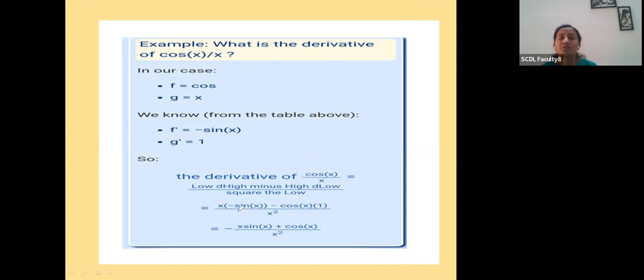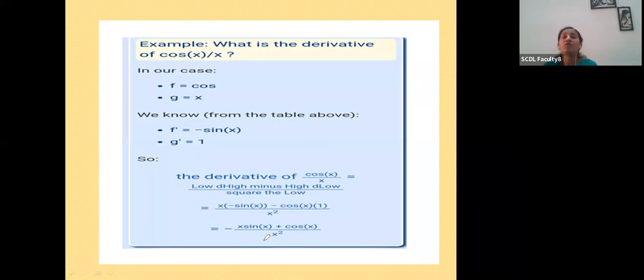After this, make the common term, that is the minus sign, and we will take it outside from this x sin x. So I write x sin x here and put the minus sign outside. Like this, in the bracket plus cos x into 1 is nothing but cos x, and x square remains the same. Like this you have to find this derivative.